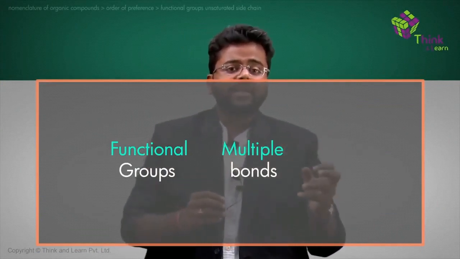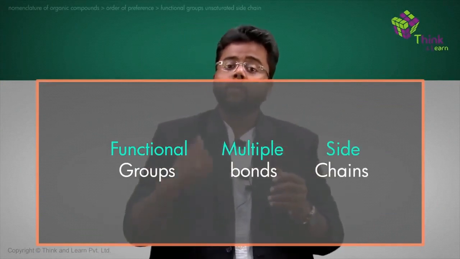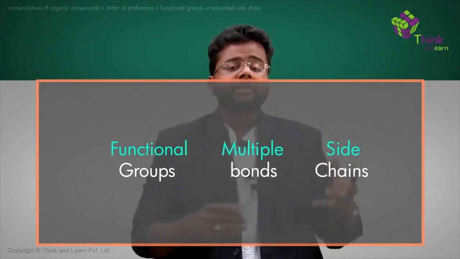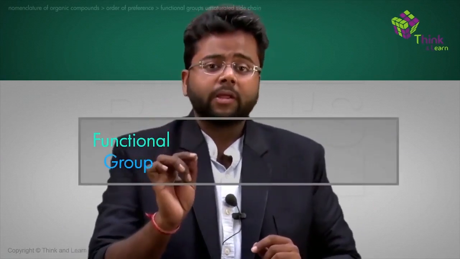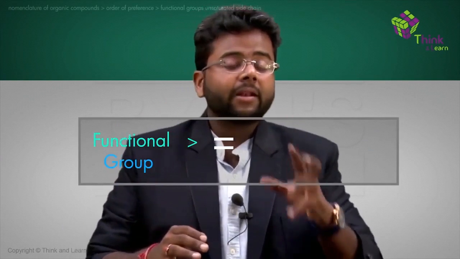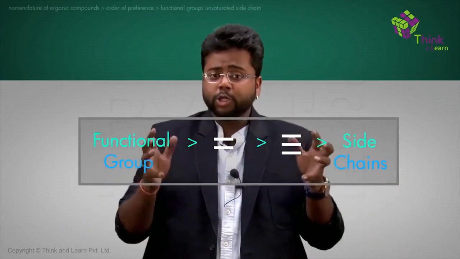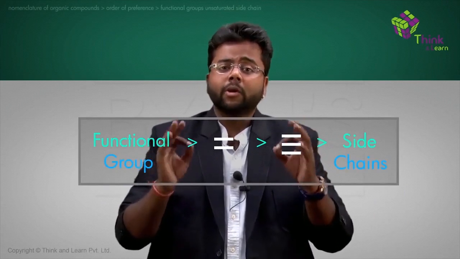So this is how the questions are asked for advanced chemistry. Over here, what we will be dealing with is functional groups, multiple bonds, and side chains. So that means in one particular compound, you will be having functional groups, multiple bonds, and side chains at the same time. Now, it's not sure that you will only have one functional group, or two, or three. It could be any number of functional groups, any number of multiple bonds, and any number of side chains. You should first remember that the functional group would always be given the highest priority, followed by a double bond, then a triple bond, and finally the side chain. So this should be the priority order that you should follow.